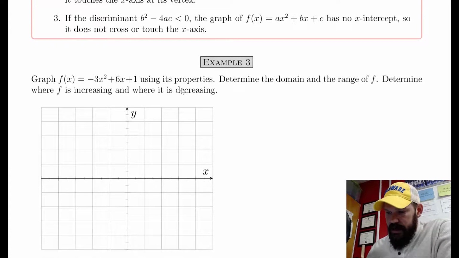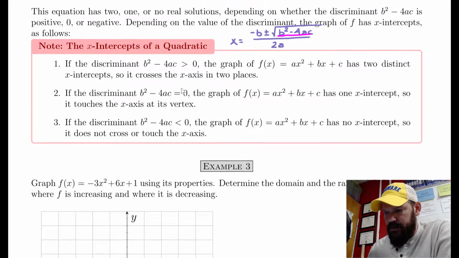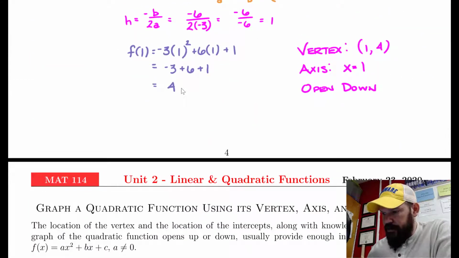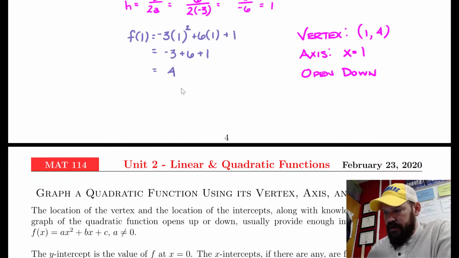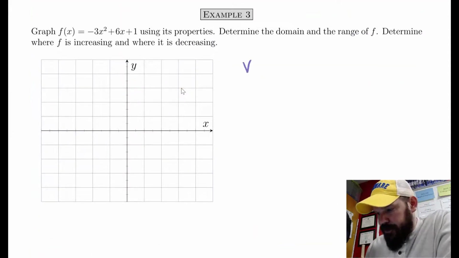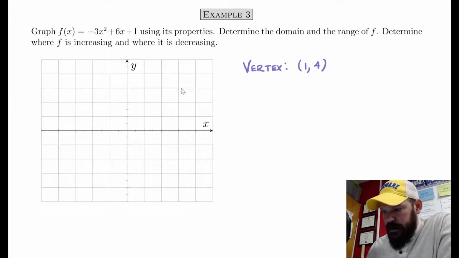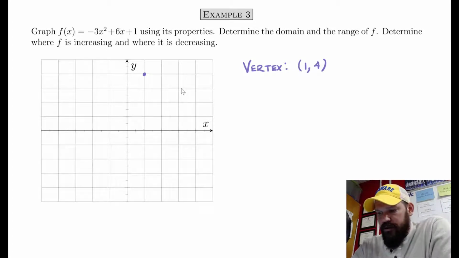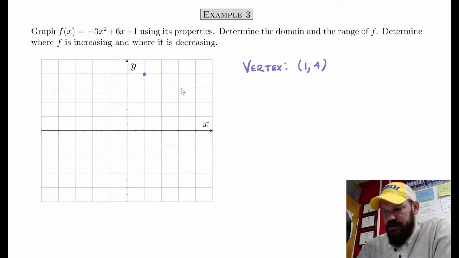This is the same function that we had before, negative 3x squared plus 6x plus 1. So I'm going to go back up here and copy down. Our vertex is (1, 4). That's all we really need right now. So the vertex is (1, 4). Let's plot that point: 1, 1, 2, 3, 4. The graph opens down, so we know that this is a maximum value. What we want to find now are the zeros of this graph.